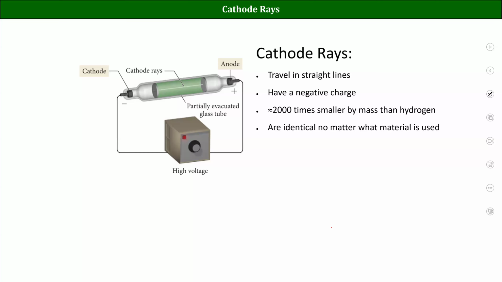They found that they were about 2,000 times smaller than hydrogen. But I already mentioned that hydrogen is the smallest atom. That's why it was chosen to be 1 AMU. And they also figured out that no matter what material you used, you could make the same particles. So they called them cathode rays, even though they were particles, because they moved in a straight line and they were so small, they thought they couldn't really be matter. They couldn't actually be particles because they were so small.